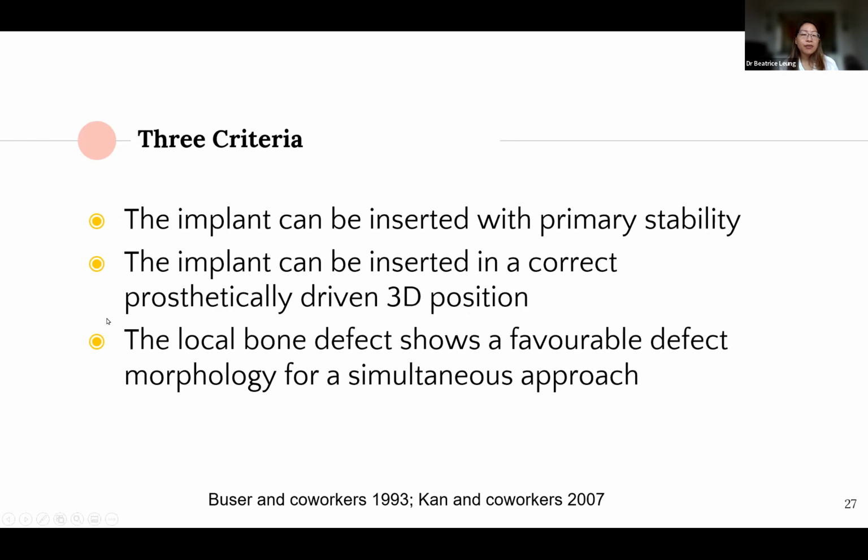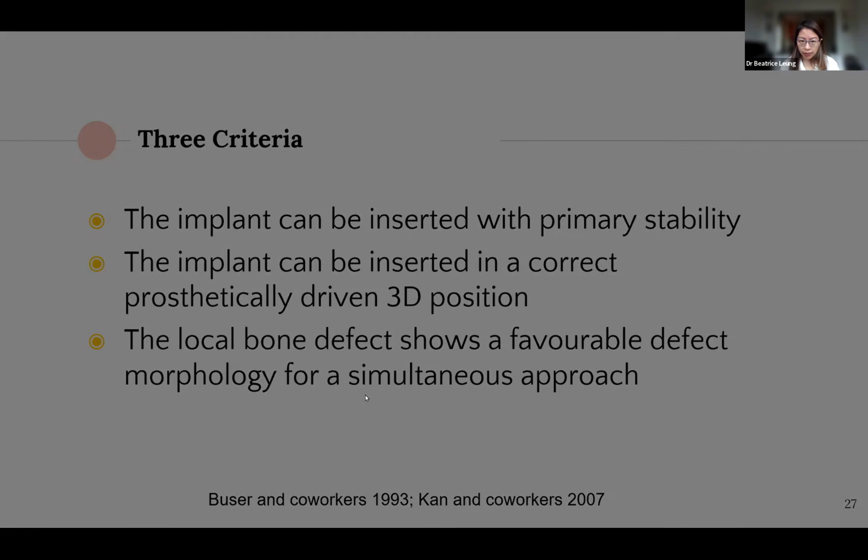Even if you can place the implant and get primary stability, the third criterion is where I find that not all of us will be able to meet it, because the local bone defect is not based on skills, it's based on the patient's existing bone. It has to be a favorable defect for this immediate approach. And what do I mean by a favorable defect?